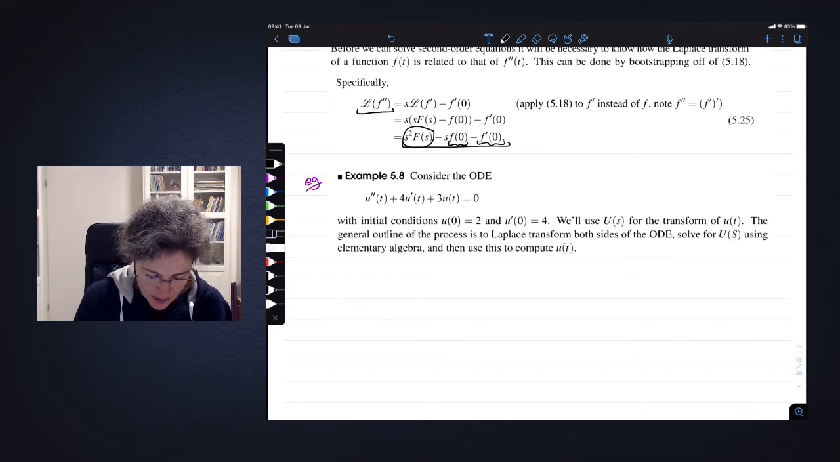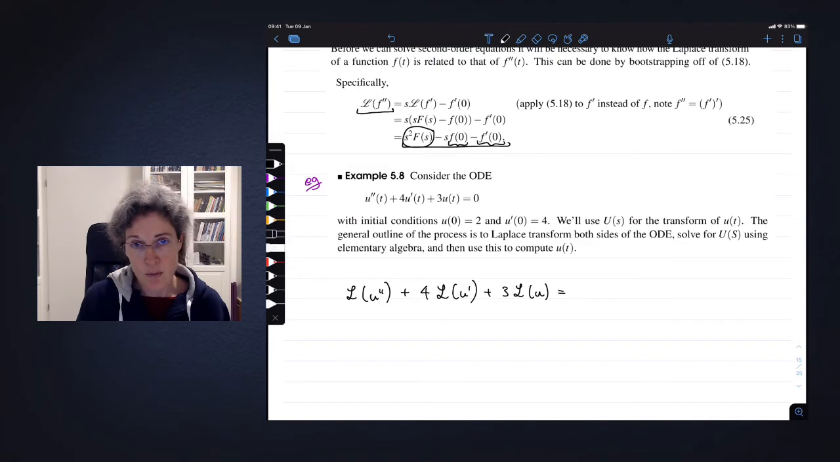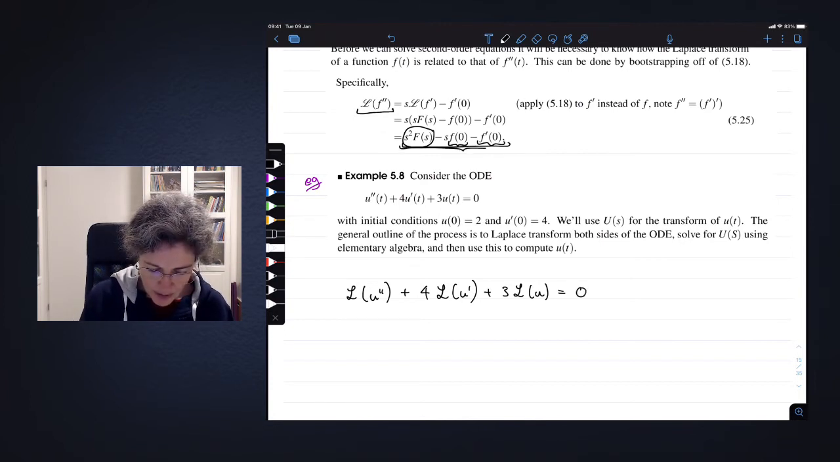So we're going to take the Laplace transform of both sides. We've got the Laplace transform of u double dashed, and I'm just leaving out the t's because it's getting boring writing those. I've got 4 times the Laplace transform of u dashed plus 3 times the Laplace transform of u is equal to the Laplace transform of 0, which is 0 over s, which is 0. Okay. And now we just read off from our definitions.